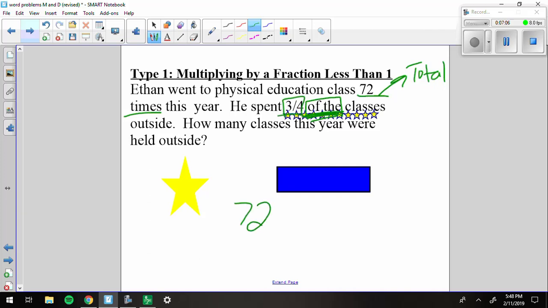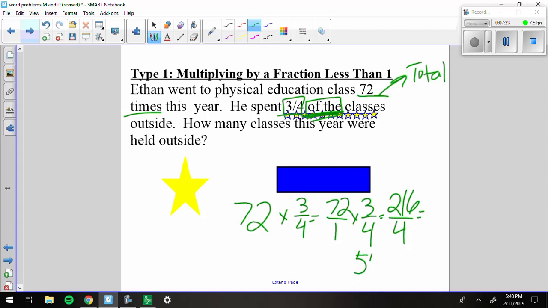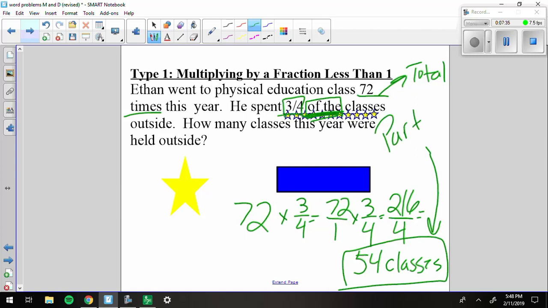So 72 times 3/4 equals 72 over 1 times 3/4 equals 216/4 equals 54 classes. 54 classes were outside. And look, this makes sense because this is part of the total.